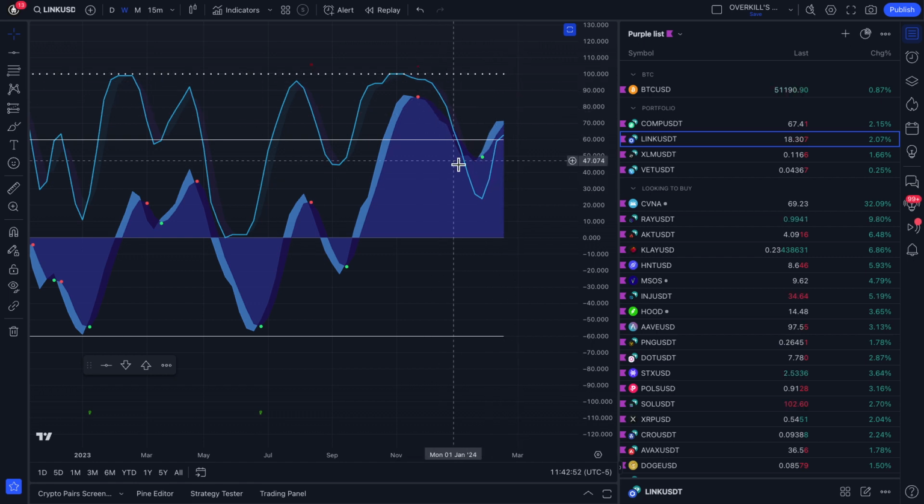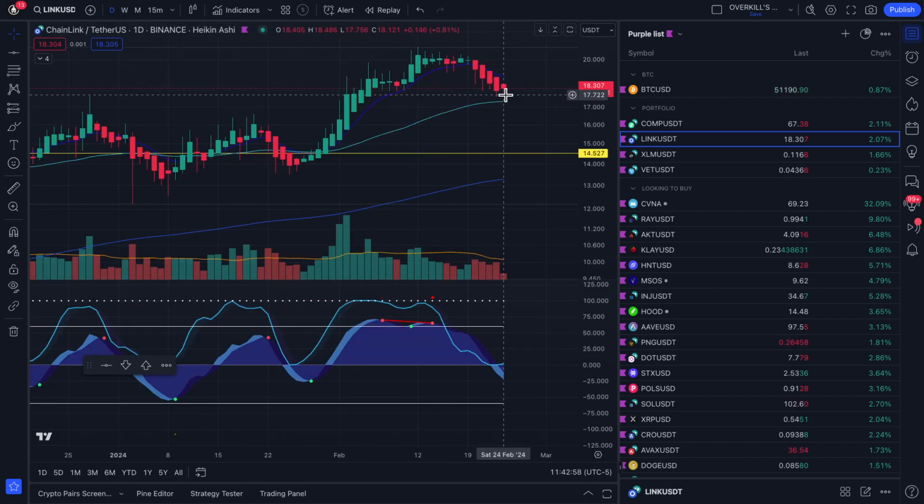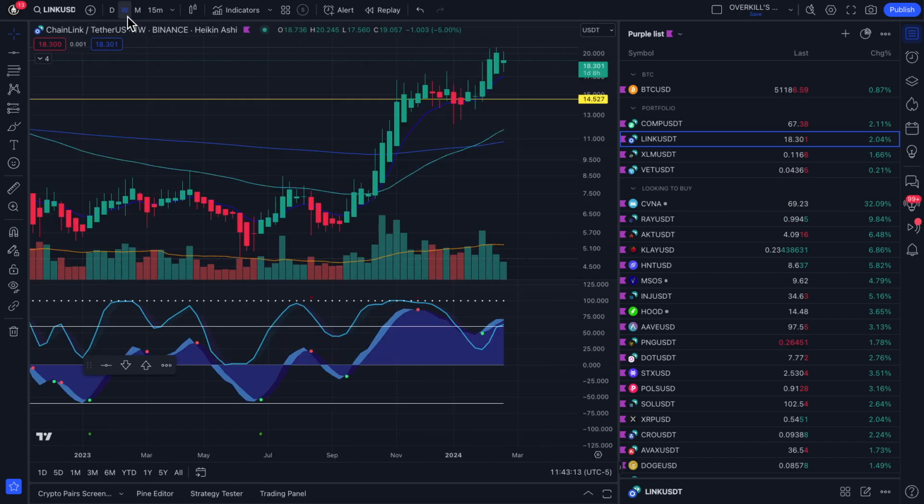So again, just watching the stochastic right now, we're sitting right here. Next week's going to be the tell on Link, but I like how this thing's rounding. I like how it's coming down. It's actually coming down into the 50 EMA on the daily chart. So that's the 50-day average, which is 17, not a bad place to take an entry.